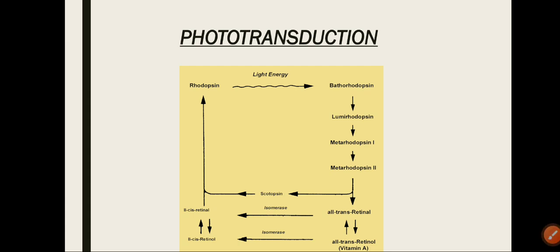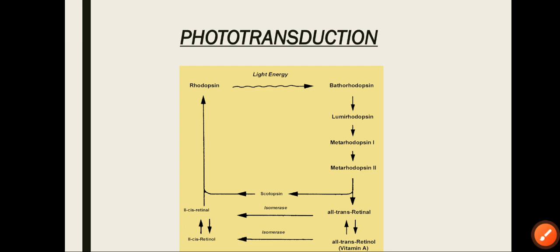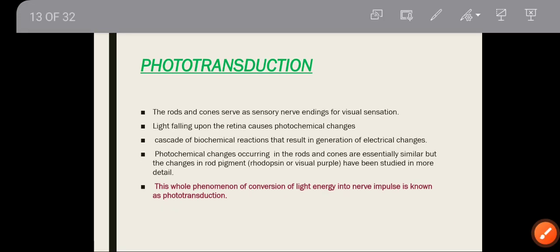The separation of the opsin is called photodecomposition, and this rhodopsin is said to be bleached by the action of light. The light bleaches the 11-cis retinal, and then there will be rhodopsin regeneration.